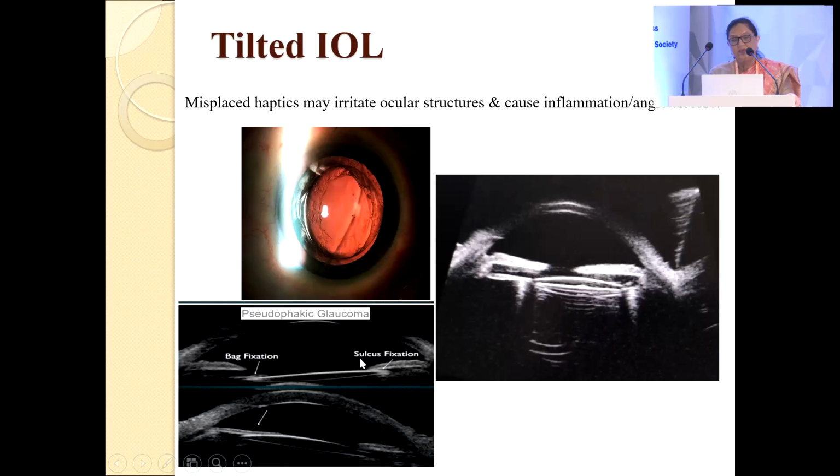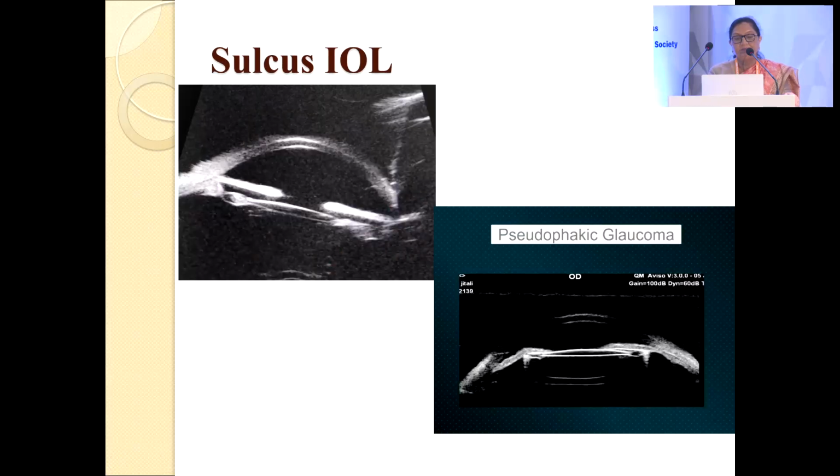And here you can see, this is the anterior segment OCT, this is in the bag, and this is the sulcus-fixated lens. And when a re-dialing is done, this patient has both haptics in the bag, and we treated the raised intraocular pressure. This is the sulcus IOL, and that causes irritation and raised IOP. This is the anterior segment OCT picture and shows both haptics in the sulcus.